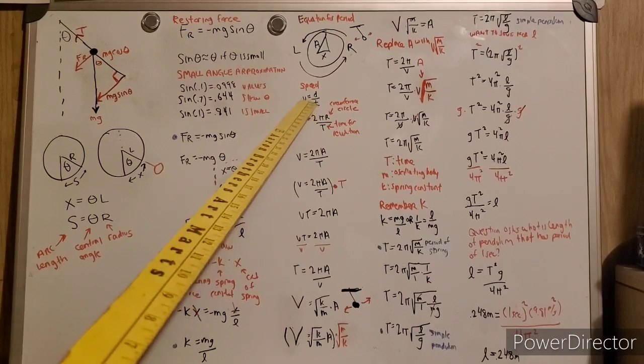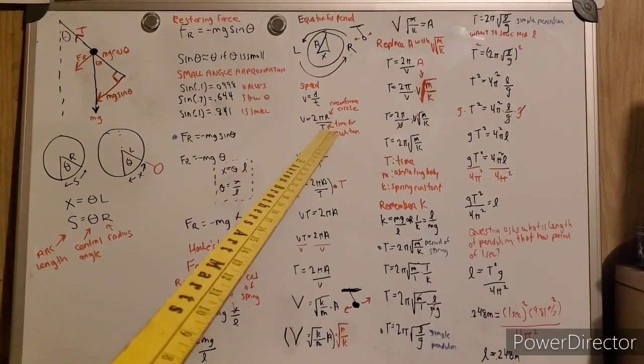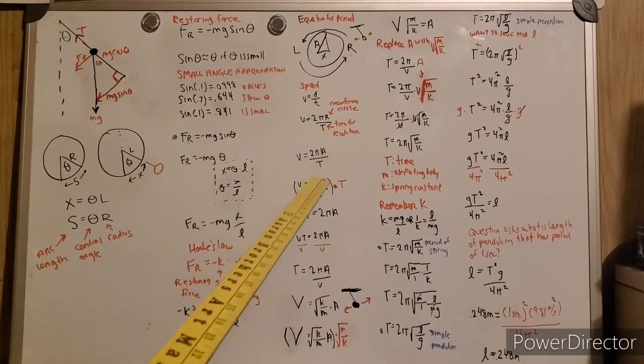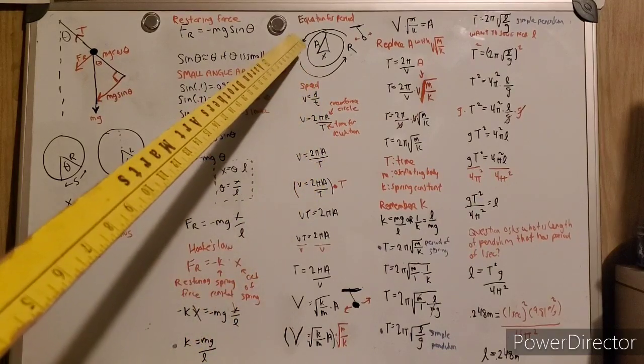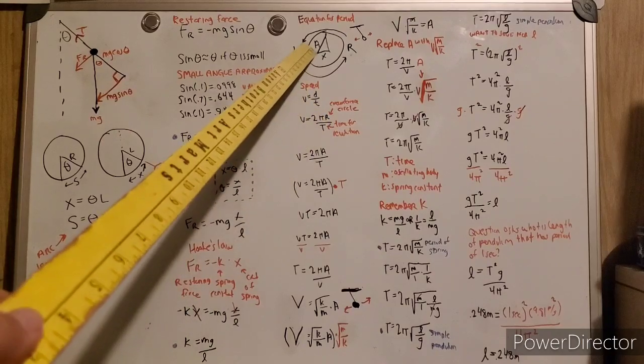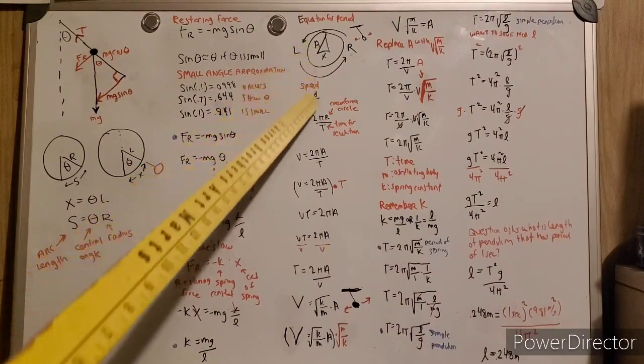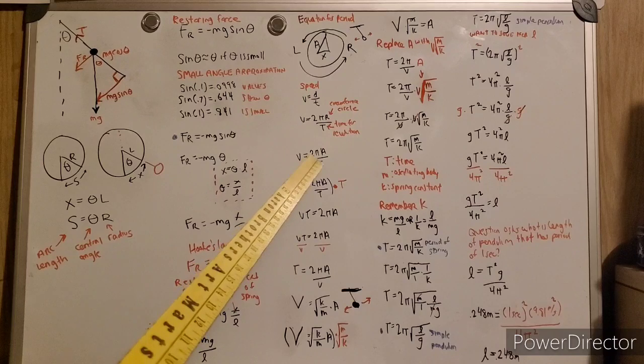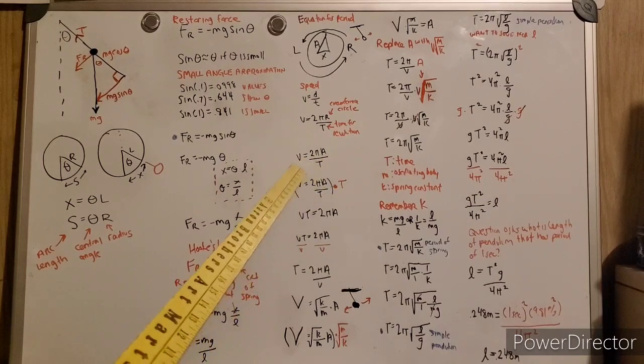So d is now replaced with 2 pi r, and now we have t for time for revolution. But since the radius in this case would actually be A, the amplitude, which is the distance moved by the pendulum, now it'll be 2 pi amplitude divided by t, which is our velocity.